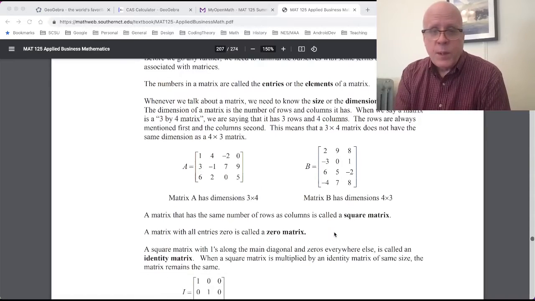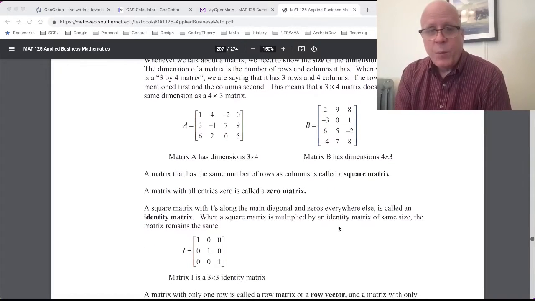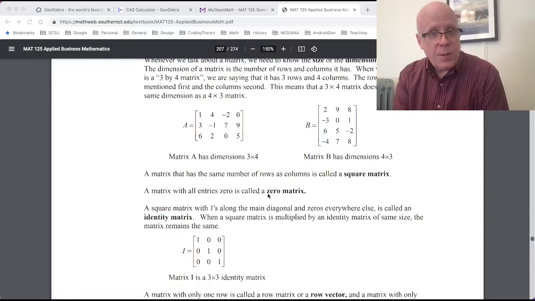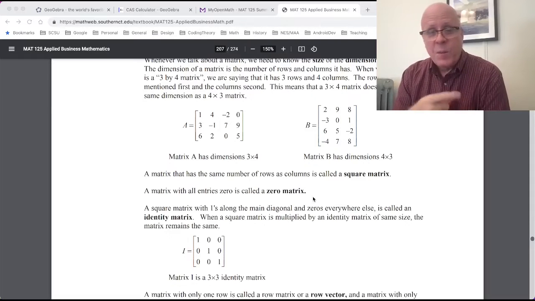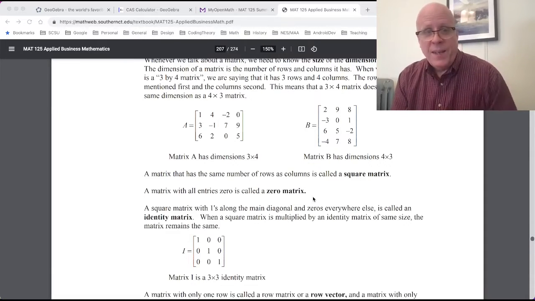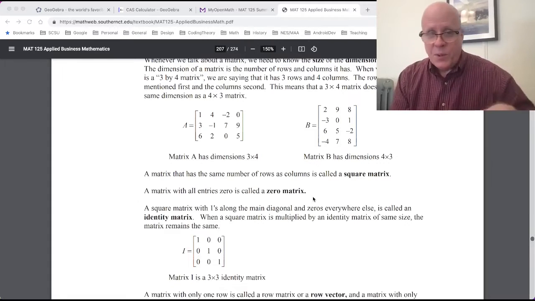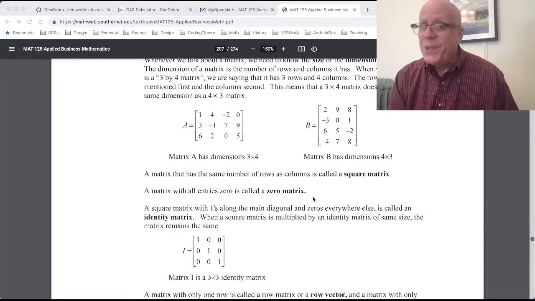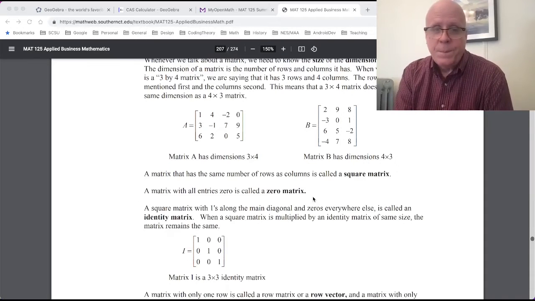Another little bit of terminology, actually several bits of terminology. Square means what you might think it means. The rows and the column numbers are equal. It is sometimes useful to have a zero matrix. And it's interesting, the zero matrix behaves the way the number 0 behaves. If you add a table of zeros to a table of other numbers, you end up not changing it. So that's what happens when you add 0 to a number. You don't really change it.